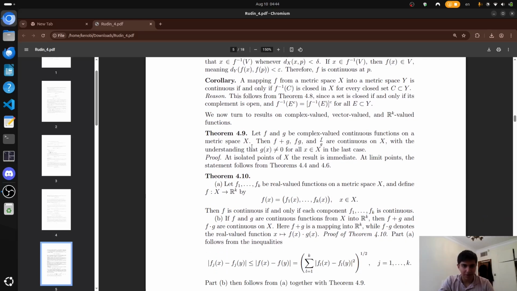Now we have the following theorem. Let f and g be complex valued continuous functions on a metric space x. Then f plus g, f times g, f over g are continuous on x, with the understanding that g(x) is not equal to 0 for all x in x in the last case. So the proof is: at isolated points of x, the result is immediate. At limit points, the statement follows from theorems 4.4 and 4.6.